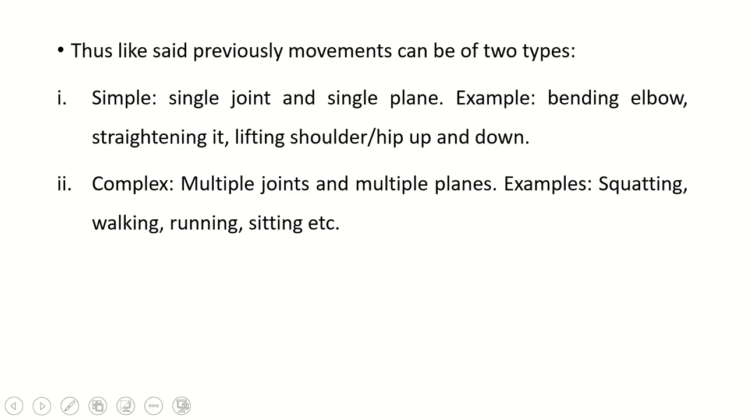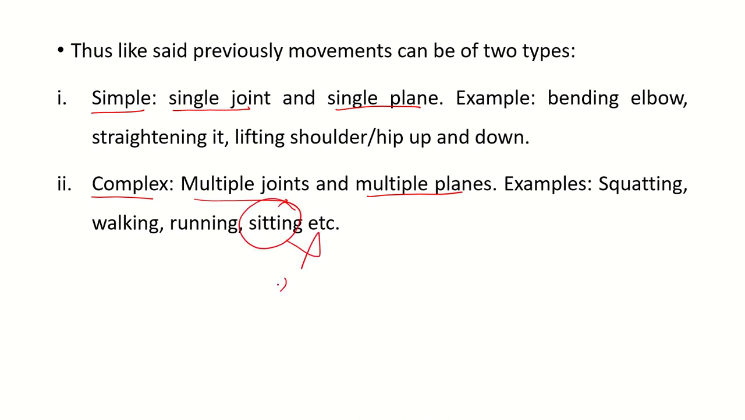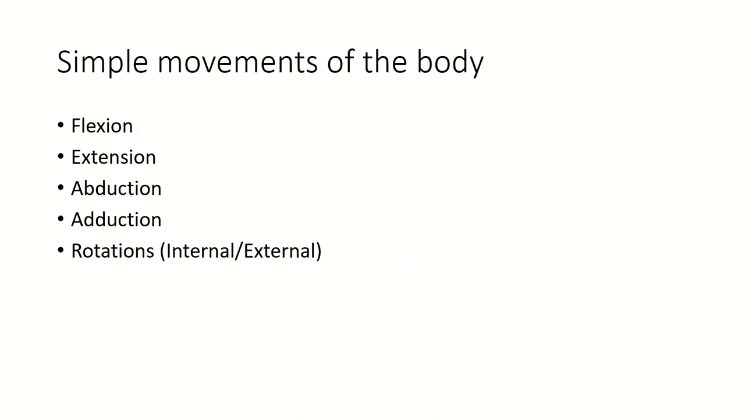Thus, like said previously, movements can be of two types, simple and complex. Simple is single joint, single plane. Complex is multiple joint, multiple plane. Examples can be bending the elbow, straightening it, lifting the shoulder up and down, hip up and down. Complex movement examples are squatting, walking, running, not sitting. Sitting is a posture, whereas sit to stand is a movement, which is a complex movement. Now let us learn a few simple movements which can come for your exam.